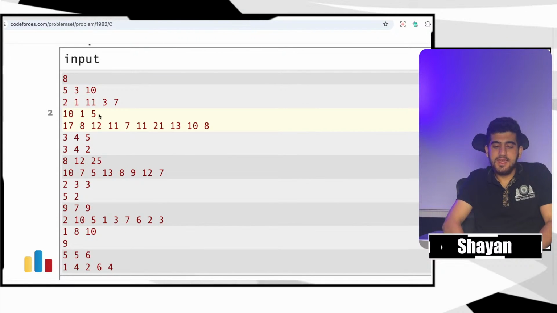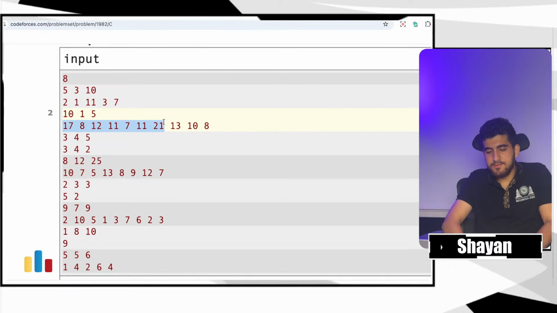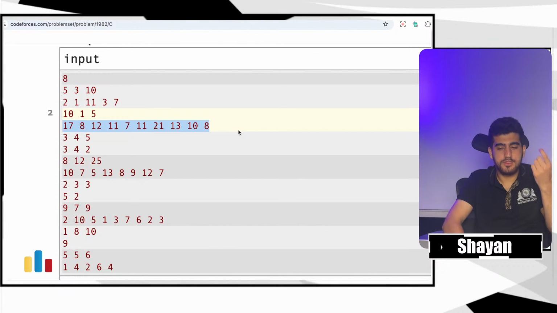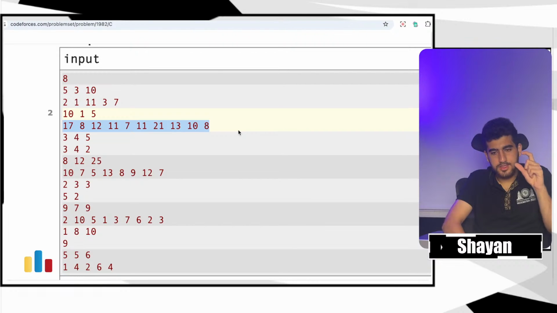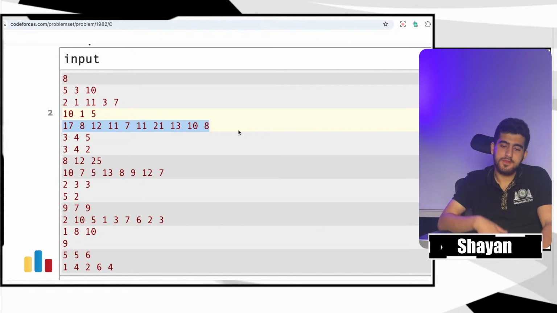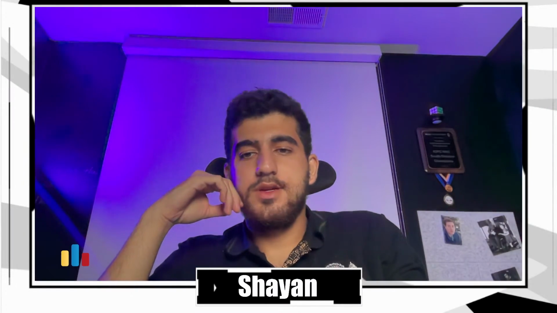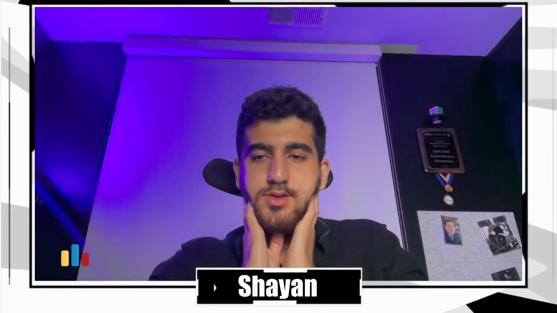In the second case, L and R are from 1 to 5. Since all of the cards have values greater than 5, Igor cannot win anything, because each time he will pick at least one card, and that card is going to be more than 5, so he will not win any of those. So is the statement clear? Does the statement make sense?